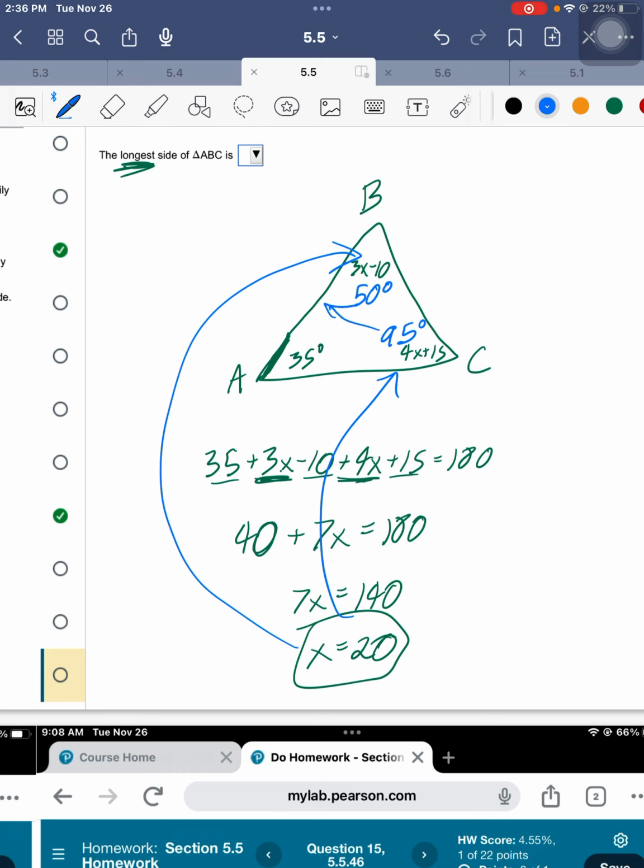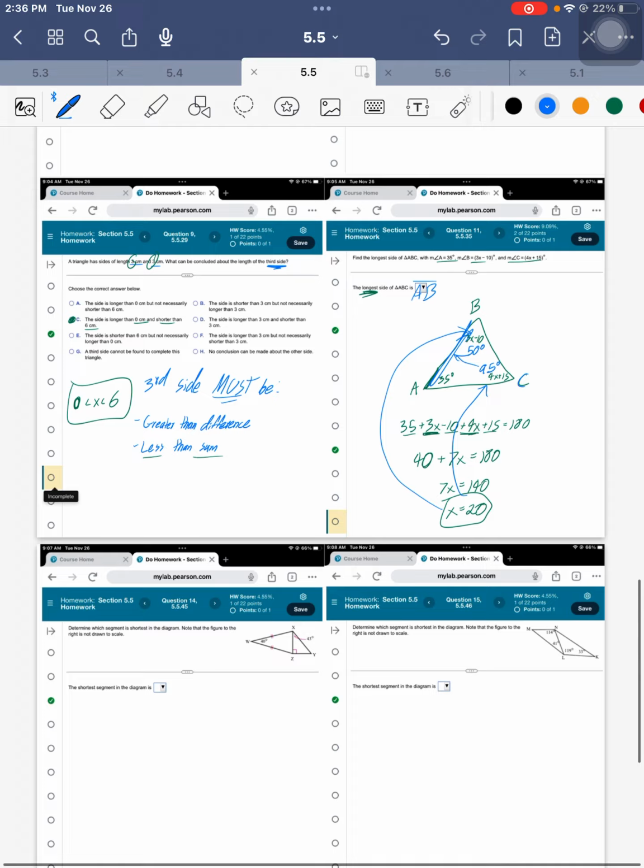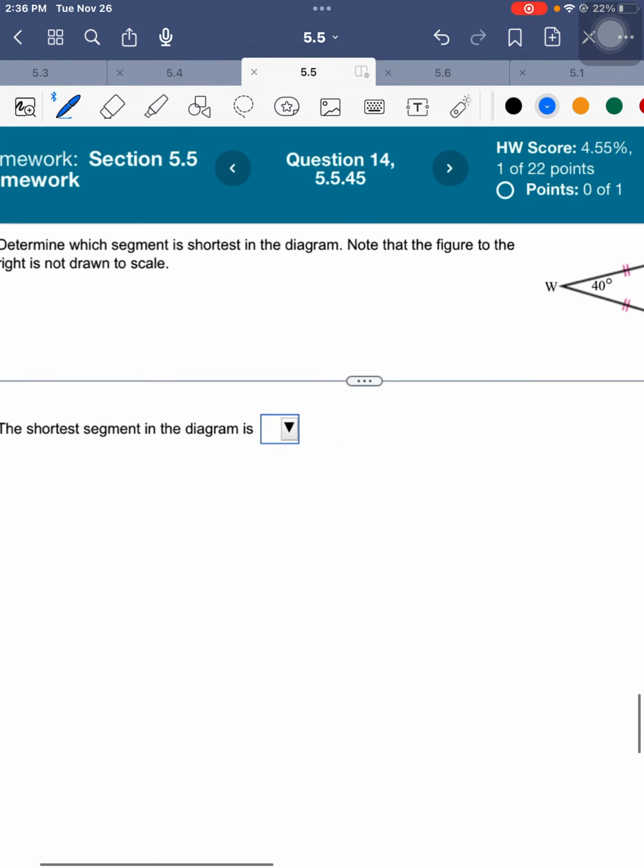So what is the longest side length? The longest side length is the one opposite to the largest angle. I know C is the largest angle. So my AB is the longest side length. Okay?